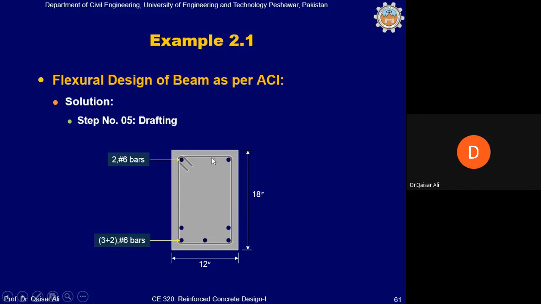Why these 2 bars are placed, we will discuss some other time. At the moment, we are concentrating on these bottom bars, which are 3 plus 2 bars, and they are placed in this manner. I hope this is clear. If you have any question on this, please ask your question.